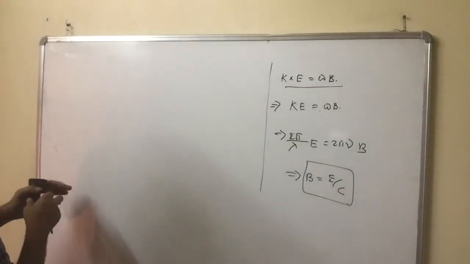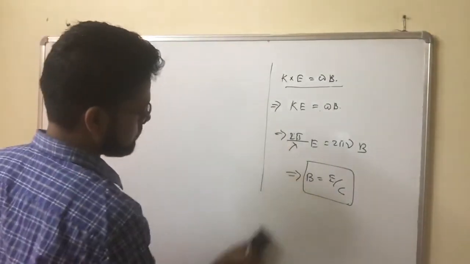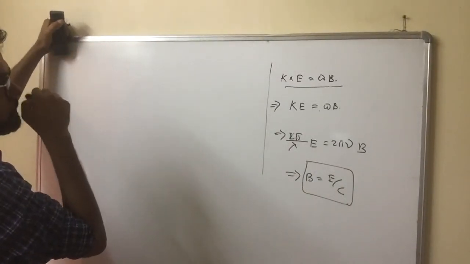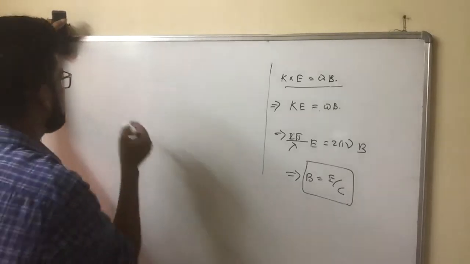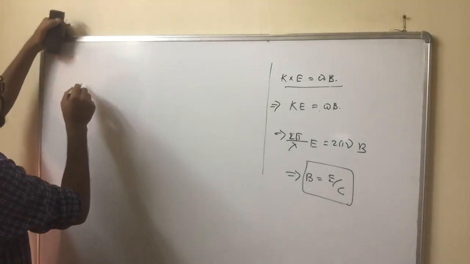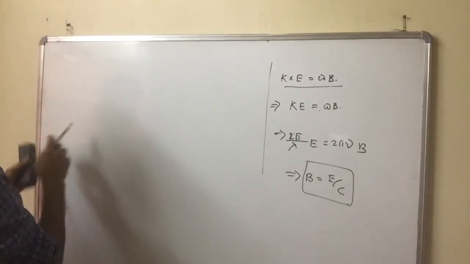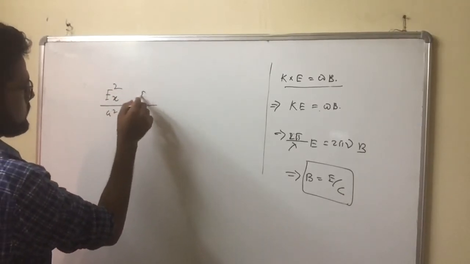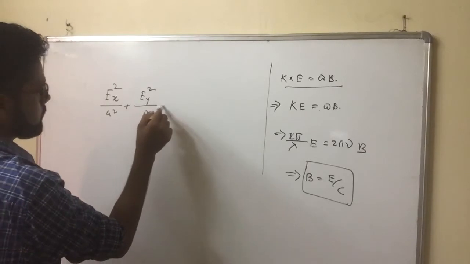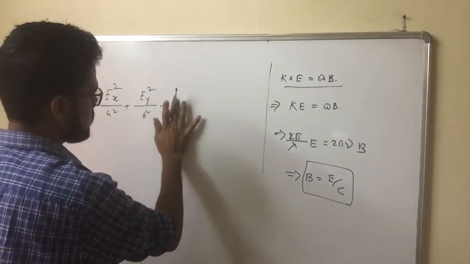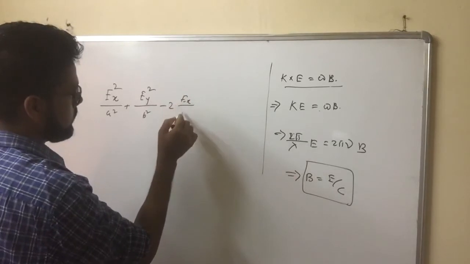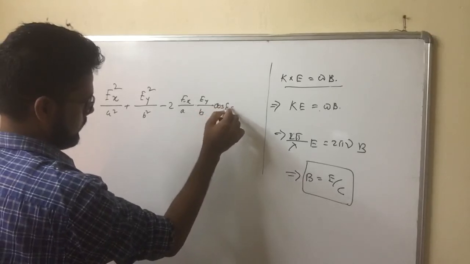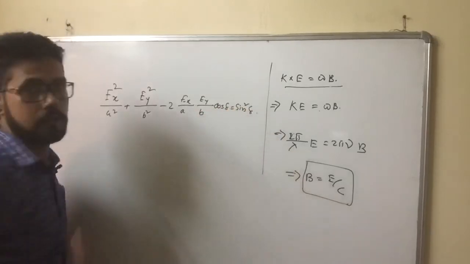Now, back to this point. Now we have to learn: have you remembered this equation? When we talk about polarization of electromagnetic wave, we have A square plus B square minus twice A B cos delta equal to sine square delta, in terms of E x and E y. Have you remembered this equation?